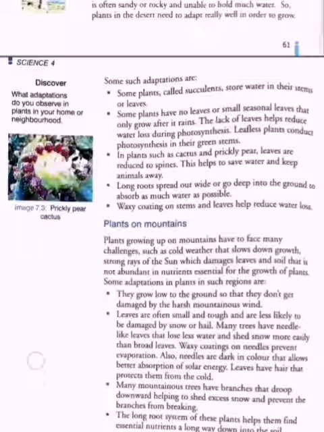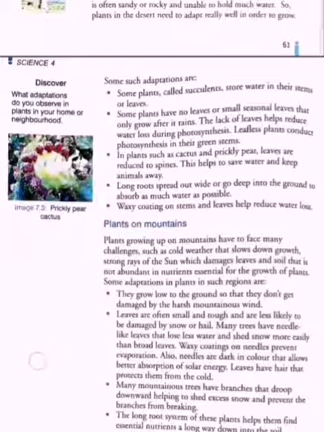Yes, I think everybody has seen the cactus and the spiky plant, which is prickly pear. So the leaves are modified, or we can say reduced to spines, and this spine helps to save water as well as to keep the animals away from it. Long roots spread out wide or go deep into the ground to absorb as much water as possible. Many plants have very long roots. They spread out wide and go deep inside the ground to absorb as much water as possible.